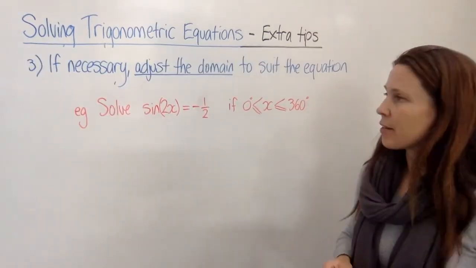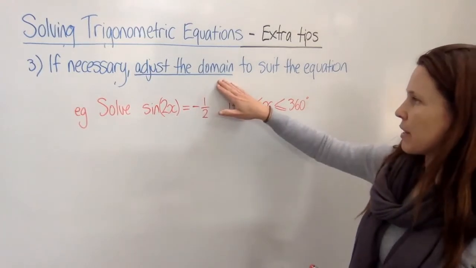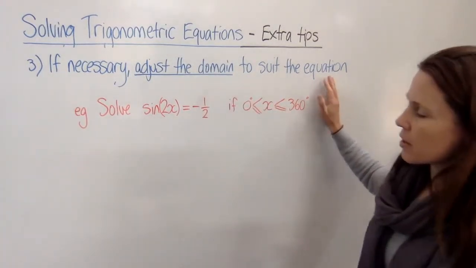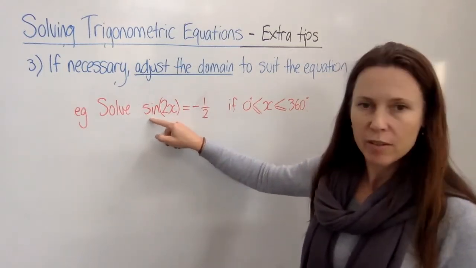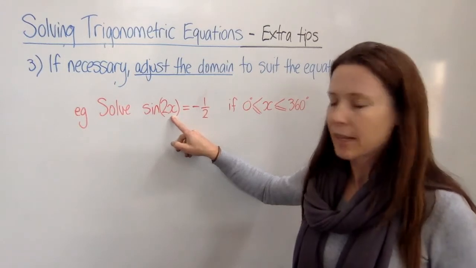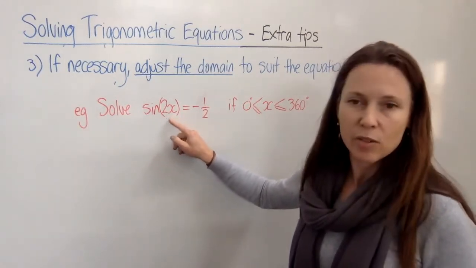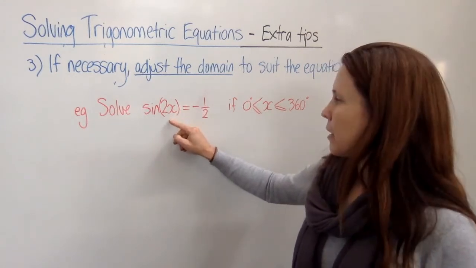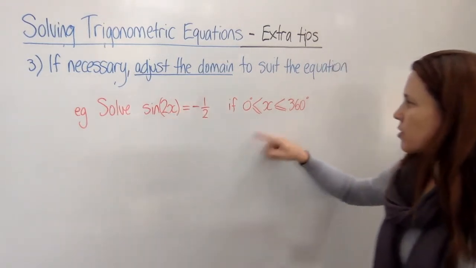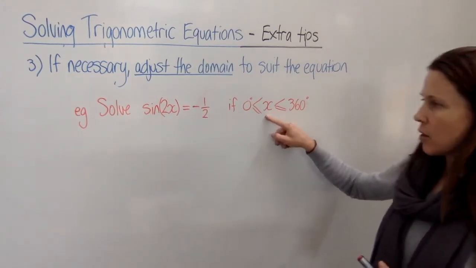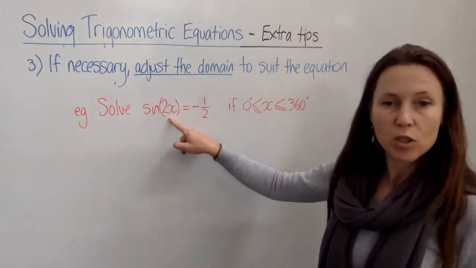Tip number 3, if necessary, you need to adjust the domain that you've been given to suit the equation. Now the reason that you do this is when you've been asked to find the trigonometric ratio of something that's not just theta or x, it's maybe 2x or maybe x plus 100 or something, and it'll generally be in brackets. Now in this question you'll notice that we've been given a domain, but the domain involves x, whereas the trig ratio involves 2x.